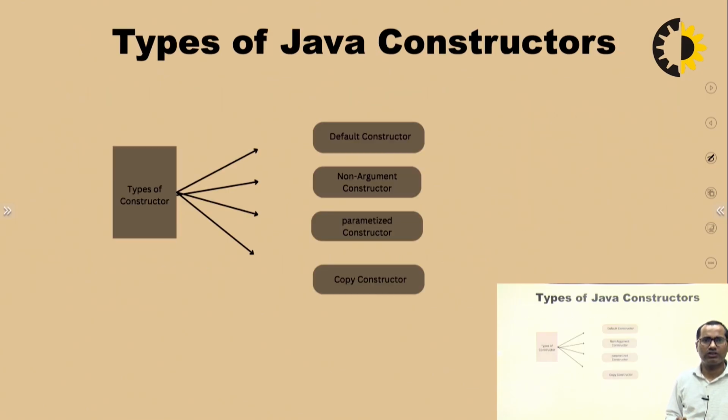What are the types of Java constructors? Java constructors may be categorized into these types: default constructors, no-argument constructors, parameterized constructors, or copy constructors. Let's quickly see what they mean.